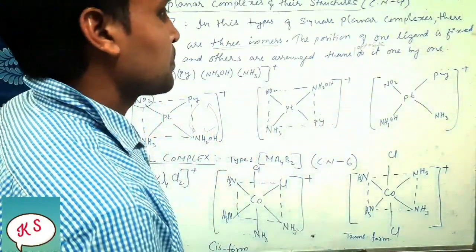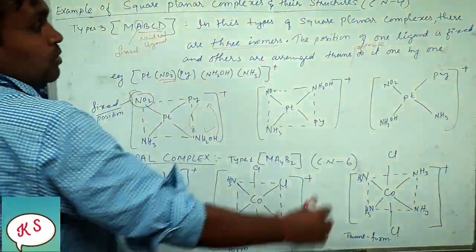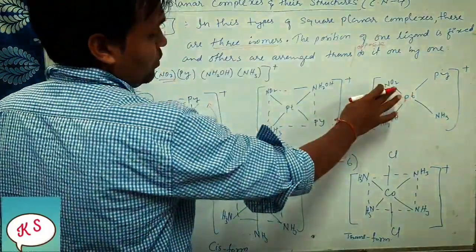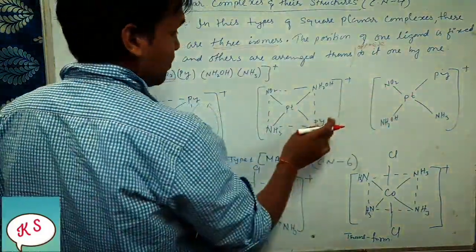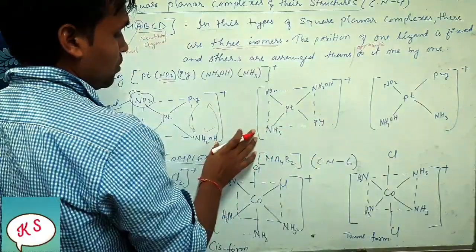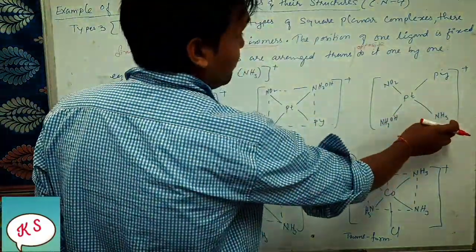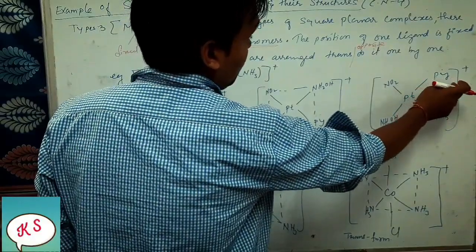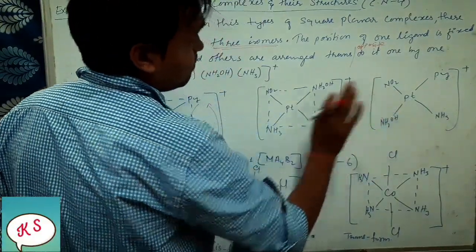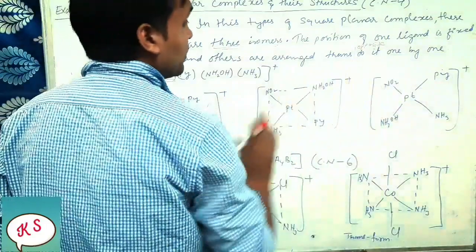In the third isomer, what we'll do, NO2 will be fixed, the position is fixed, then PY already has come opposite to NO2, but NH3 is not opposite, so NH3 will come and PY will go up here, NH2OH was there, that one will come here. Okay, so this is the third one.